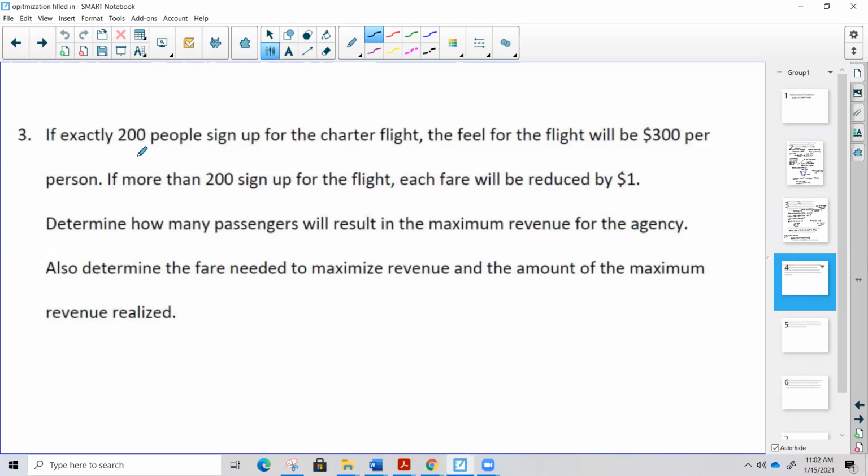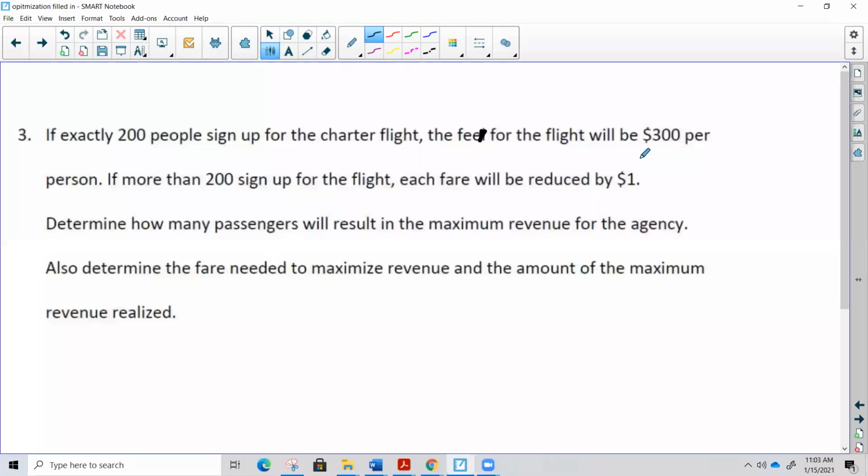It says if exactly 200 people sign up for the charter flight, the fee for the flight will be $300 per person. If more than 200 sign up for the flight, each fare will reduce by $1. Now, this should really say for each additional person that signs up for the flight, each fare will be reduced by $1. So if 201 people sign up for the flight, then it's reduced by $1. But if 202 people sign up for the flight, then it's going to be reduced by $2. So for each additional person, they're reducing the fare by $1.